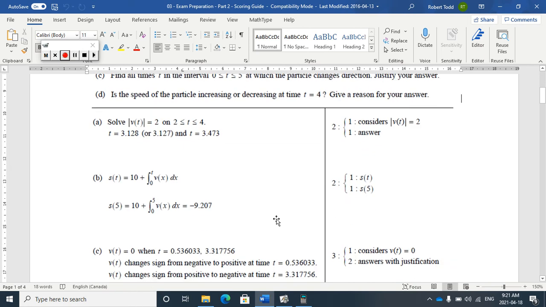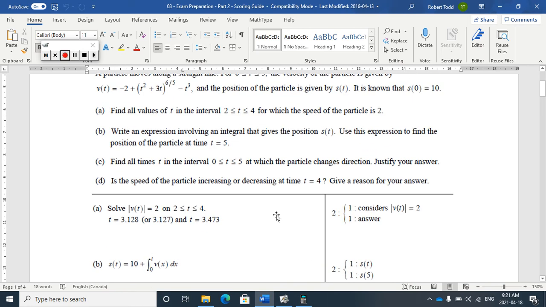Next question is write an expression involving an integral that gives the position of s at t. Use this expression to find the position of the particle at time t equals 5. So to find s at t at a certain value, I want to know where does it start. That's why they have the 10 there: s at t will be 10 plus whatever additions or subtractions you have to make from the velocity.